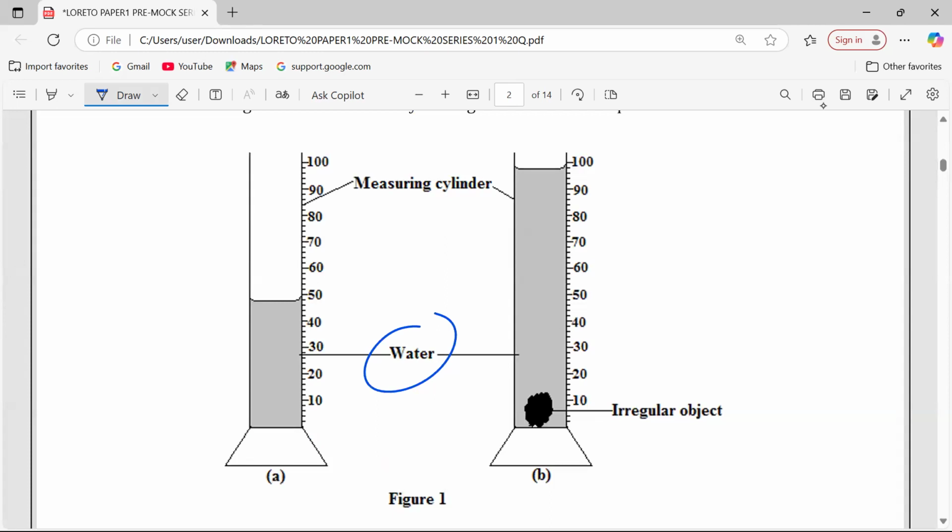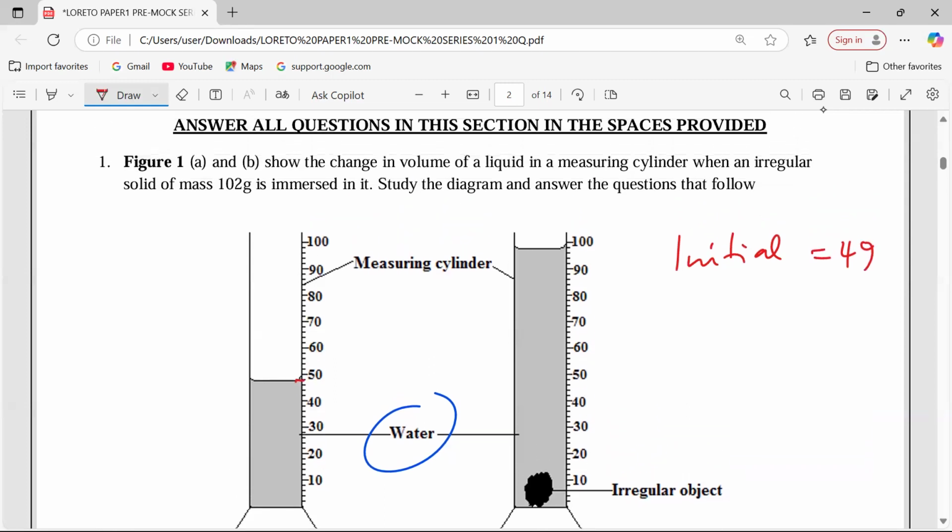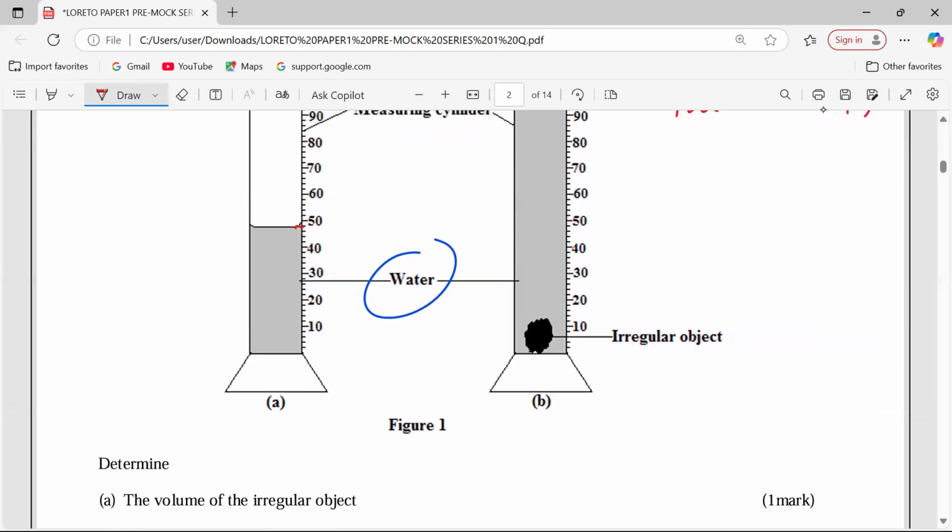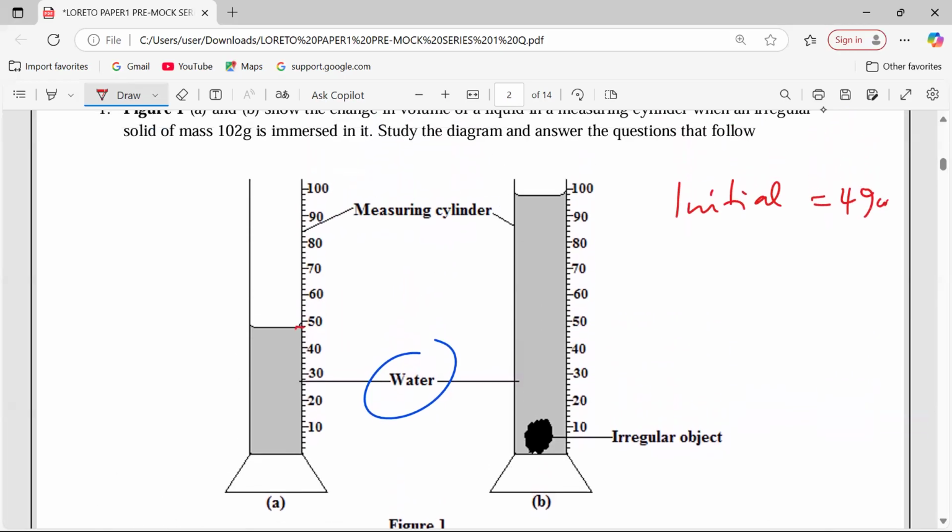Therefore, what is the initial volume? We can see the initial volume is 48. Look at it this way. When you look at it keenly, you shall discover that because we follow the meniscus, it's 49, not 50. So the initial volume is 49. And because it's a measuring cylinder, these are cubic centimeters or milliliters. In other words, cubic centimeters. You should know lab equipments together with their calibrations.